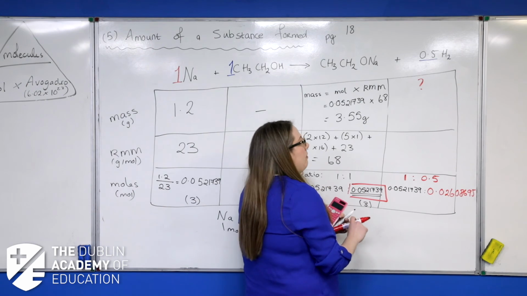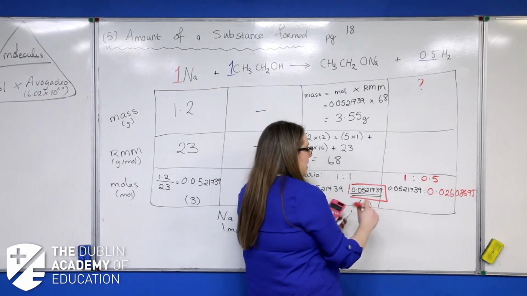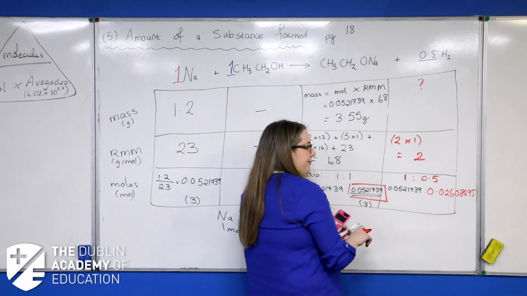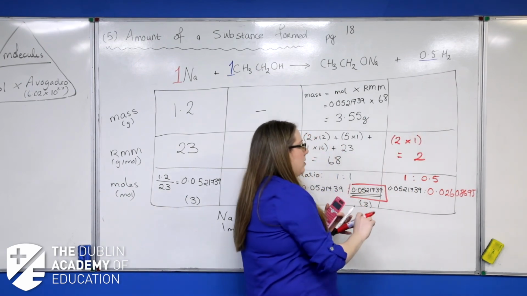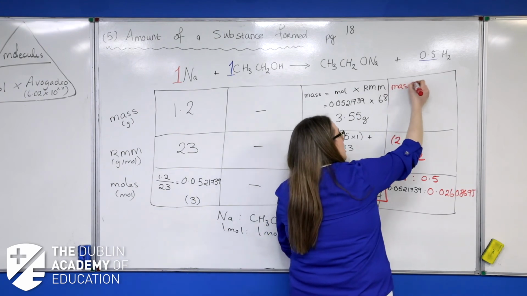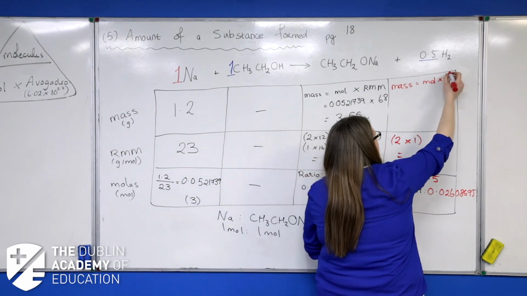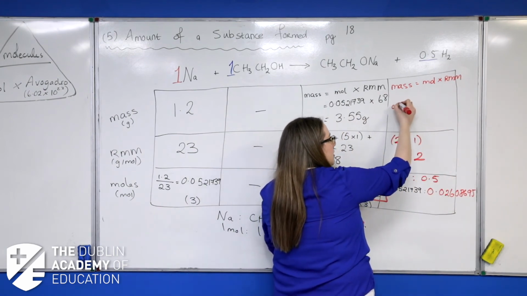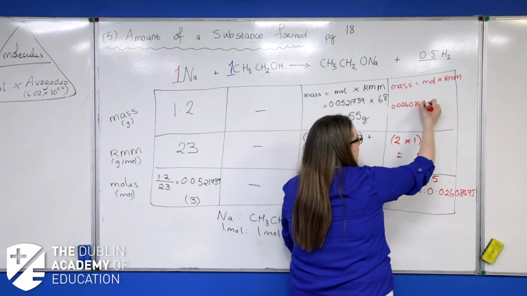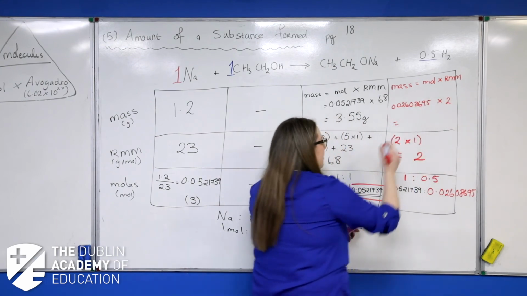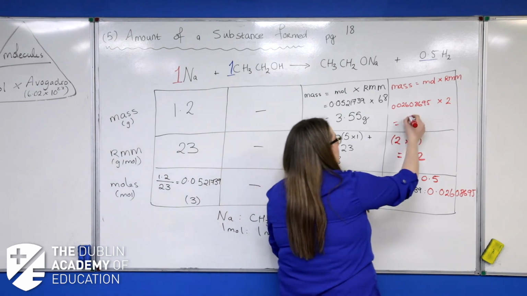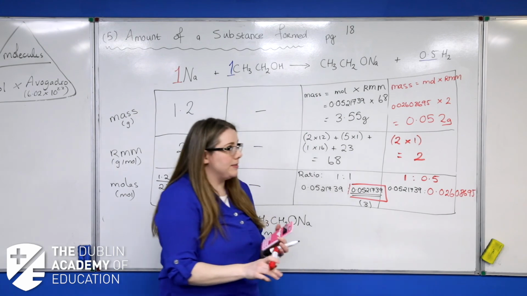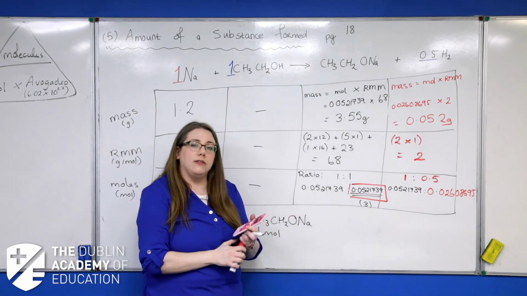Now, for hydrogen, the relative molecular mass of hydrogen, there's 2 of them, the mass is 1, so the RMM is 2. And then same again, in order to get mass, it's moles times RMM. So these 2 multiplied by each other. So 0.0260865 times 2 is 0.052 grams. And that's how many grams of hydrogen that you formed in that reaction.